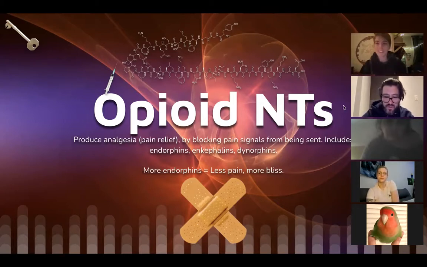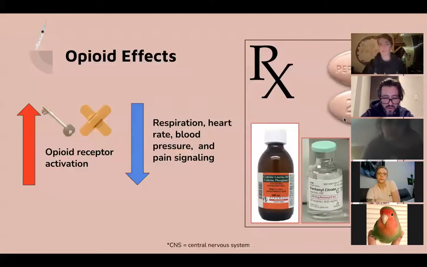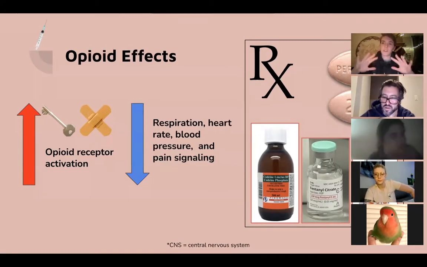It's not always blissful necessarily, as we'll get to with opioids in general. Anything that activates the opioid receptor, well, there are 3 kinds of opioid receptors. Generally, opioids activate opioid receptors, multiple different kinds, and they decrease your respiration, which is your breathing, your heart rate, your blood pressure, and pain signaling in the body, right?